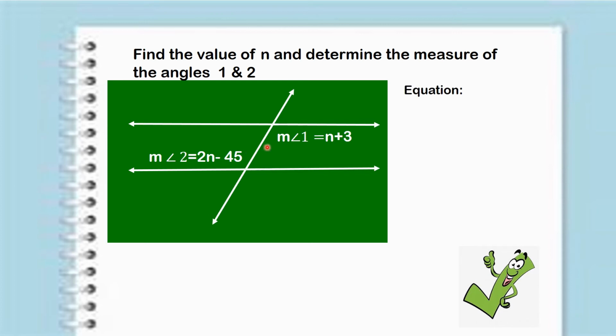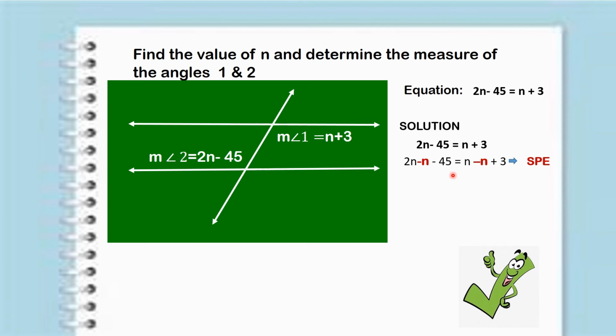So we can form an equation to solve for the value of this variable here, which is n. So the equation will be 2n minus 45, or the measure of angle 2, is just equal to the measure of angle 1, which is n plus 3. So this is our equation. Now to solve for the value of n, we'll use the equation.